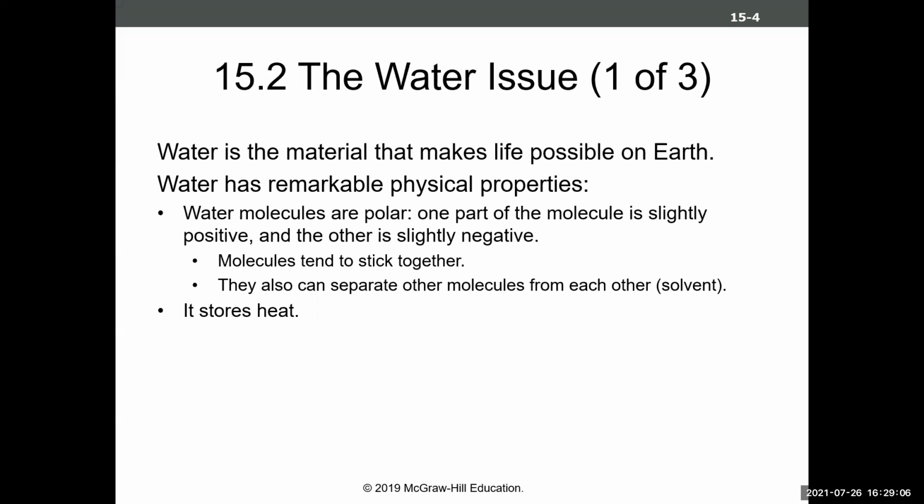Water has amazing physical properties that we mentioned in the first chapter or so of this class. It has polar molecules that allow those molecules to interact with other molecules and cause those molecules to stick together to form hydrogen bonds. And they are also really good at dissolving other substances in a water solution. And it also stores heat and releases heat. So it's very important for regulating environments or climates, so things like temperature in surrounding areas.